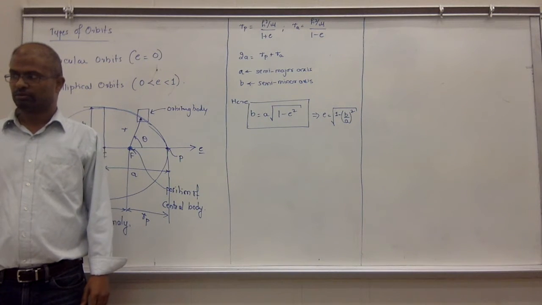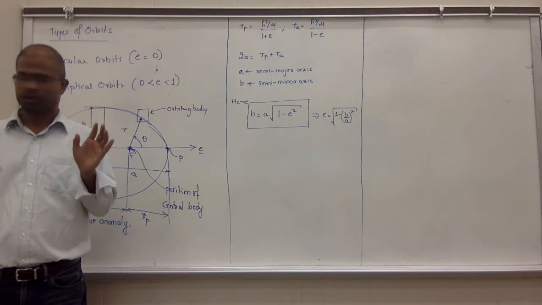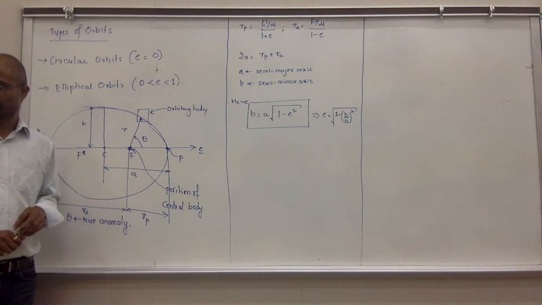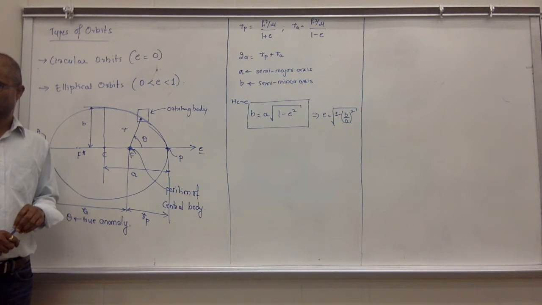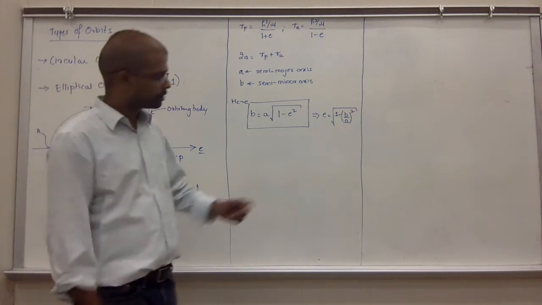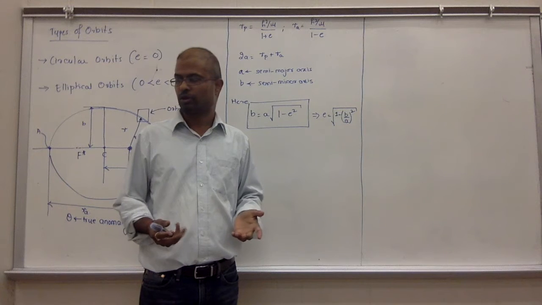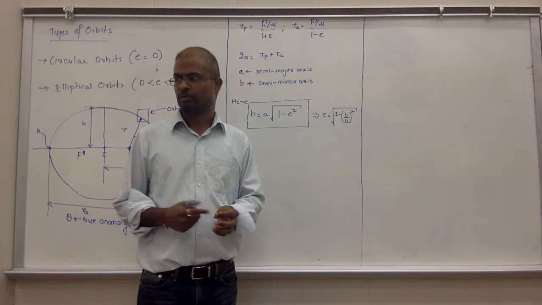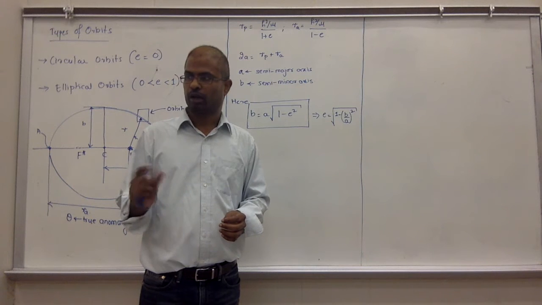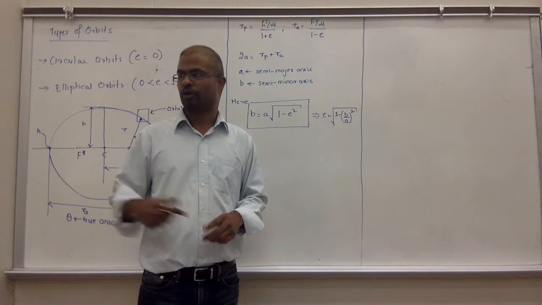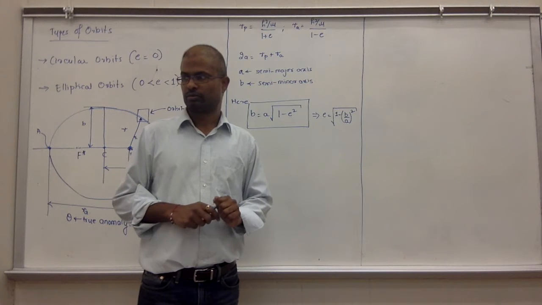I understand it is mathematical, but what does it exactly mean? It defines the shape of the orbit, of the conic section. This is the mathematical definition, and what it means is it defines the shape. So shape means what? Either it is a circle, ellipse, parabola, or hyperbola. Depending on how the eccentricity changes, the shape of the orbit changes. Okay?